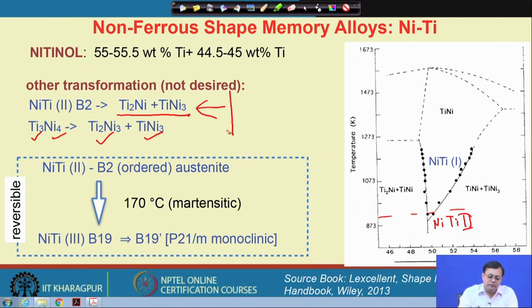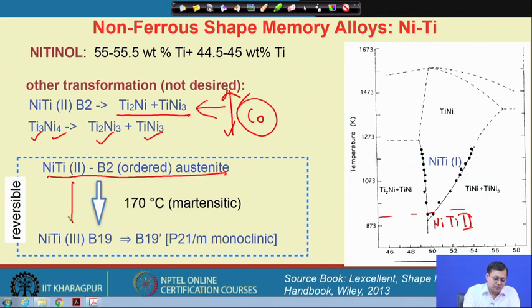So, there are so many different transformations that occur, and this could be somehow avoided by adding some amount of cobalt into the system, which retards those transformations and stabilizes the nickel titanium. However, once again there are so many different complex transformations that occur in the titanium nickel system, because I said about the B2 structure that transforms into B19 type of martensite structure. So, this is the martensite structure. However, in some cases B19 dash phase forms.